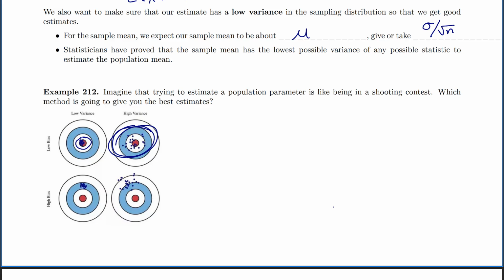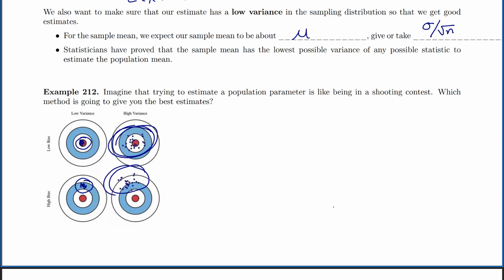So all of those estimates would be really close to the real value. But if we come down here, notice that I have a really low variance again. My points are tightly clustered, okay, but I'm not even close to the bullseye. So I have a high bias and low variance.